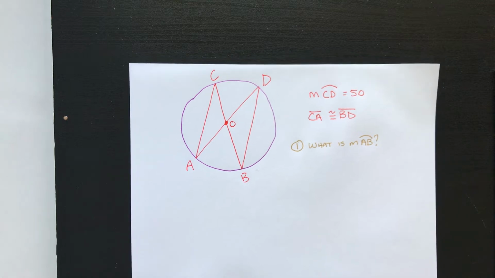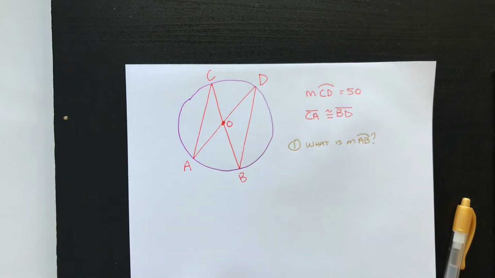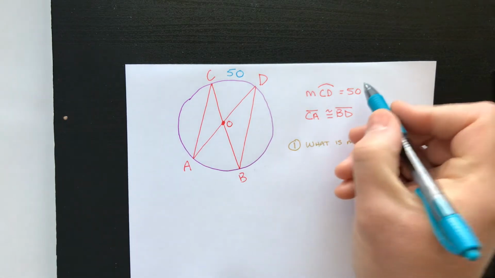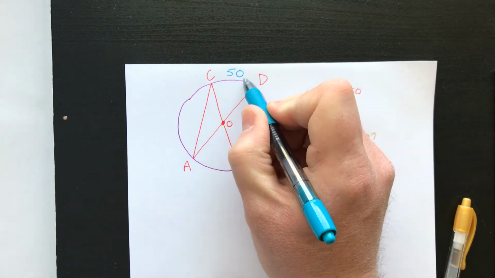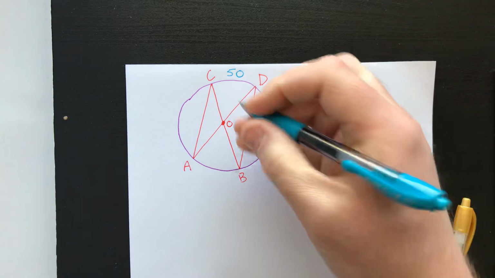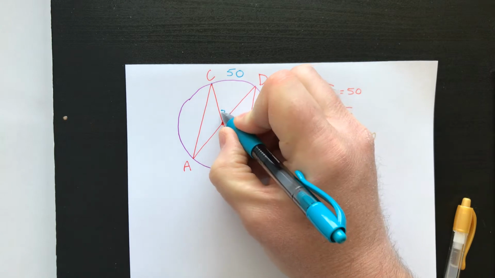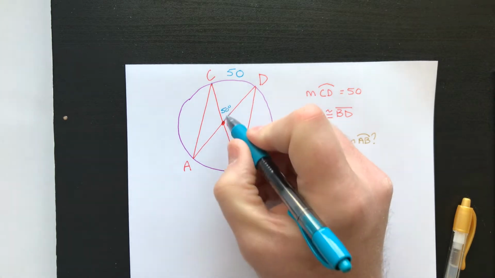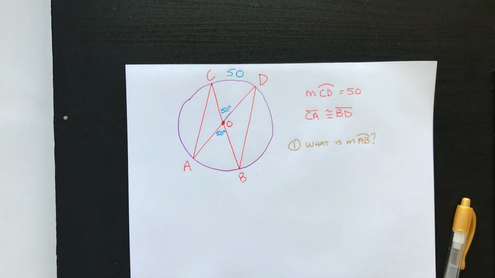All right? Well, I know that CD is 50 degrees because they tell us right here. If this is 50 degrees, according to our theorems, the central angle, this angle right here, which is a central angle, okay, is also 50 degrees. And then look at here. We have vertical angles right here. If this is 50 degrees, this is 50 degrees, right? They're vertical angles. They're congruent.